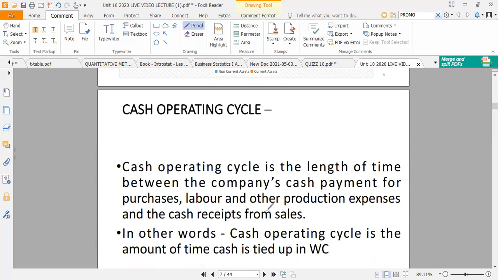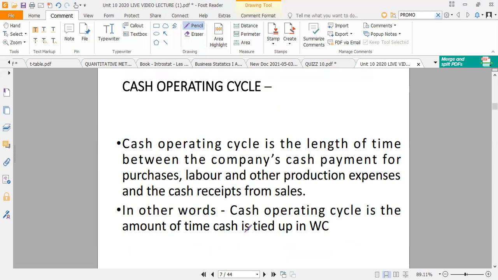There's also another key term under working capital management, which we call the cash operating cycle. This is simply the length of time between a company's cash payment for the purchases, labor, and other production expenses, and their receipts from the sales. So, in short, when we are discussing the cash operating cycle, it is simply the amount of time cash is tied to the working capital.